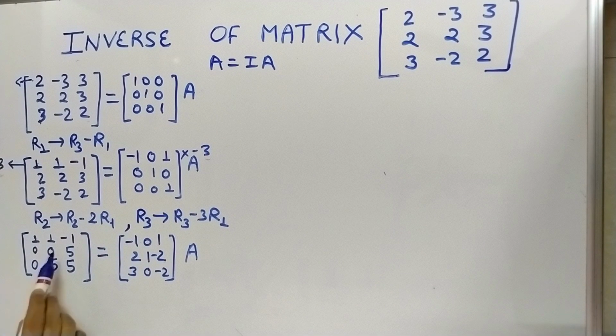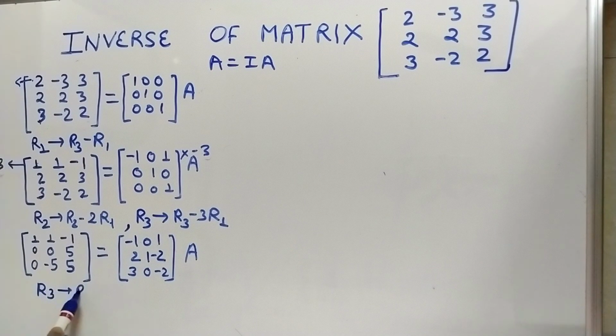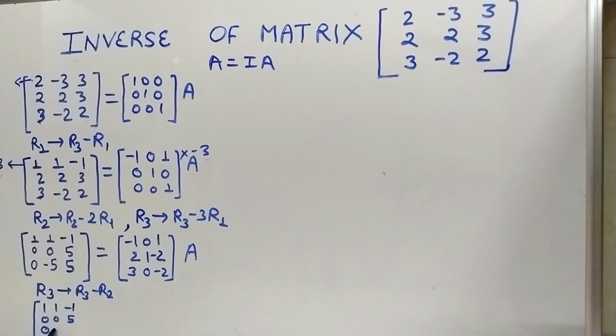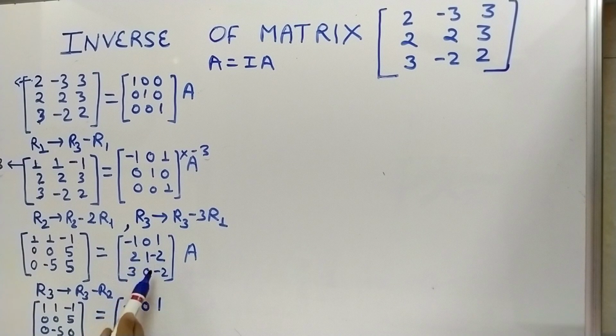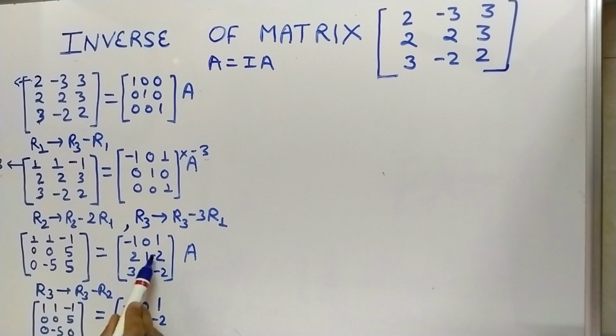Now actually these two are 5, 5, so with the help of this 5 you can also make this one as 0. So this only I will try here. So I will write my R3 as R3 minus R2. So here first row no change, second row no change, only change in the third row, that will become 0, minus 5 and 0. 5 minus 5, 0. And here also first row no change, second row no change, only third row. R3 minus R2, 3 minus 2, 1, 0 minus 1, minus 1, minus 2, plus 2, 0.